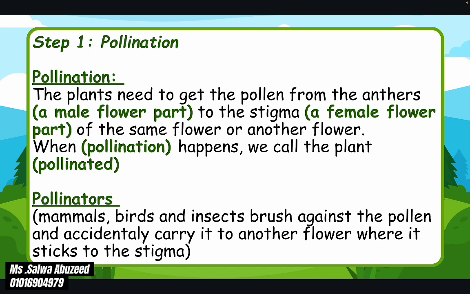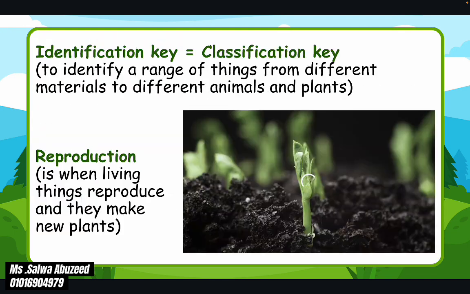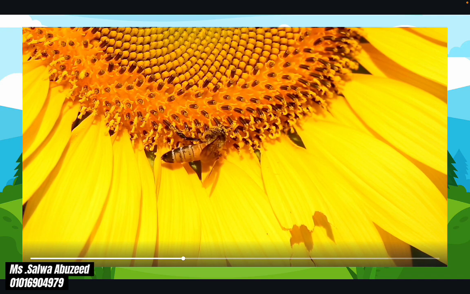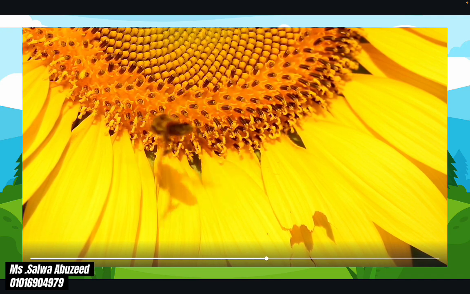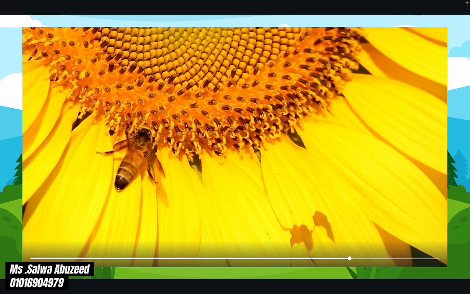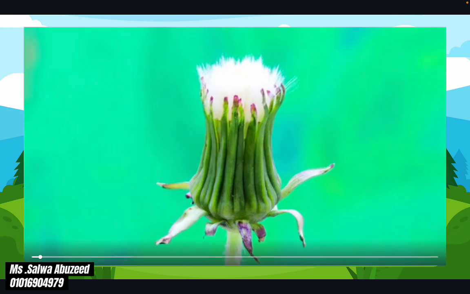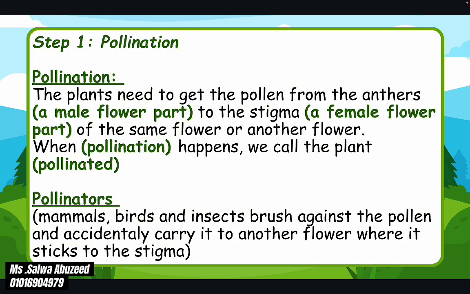Pollinators are the birds, the mammals, and the insects that brush against the pollen accidentally. This is how you saw the bee over here. Accidentally, he is feeding on the nectar of the flower, and the pollen is sticking to him while he is feeding. So this was by accident. He didn't mean it. He was just eating. So he accidentally carries it, and when the bee goes from one flower to another, he brushes it against the other flower. That makes the pollen move from one flower to another because of the pollinators.